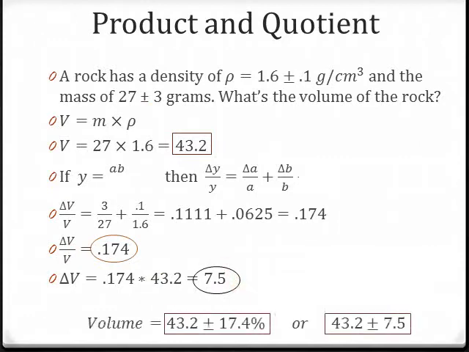That means that I can list my answer in one of two ways: 43.2 plus or minus 17.4%, or I could say 43.2 plus or minus the actual value it can go up or down, which is 7.5.